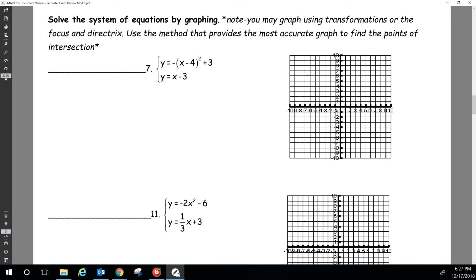Can you pause it at the last one you did so I can copy it?